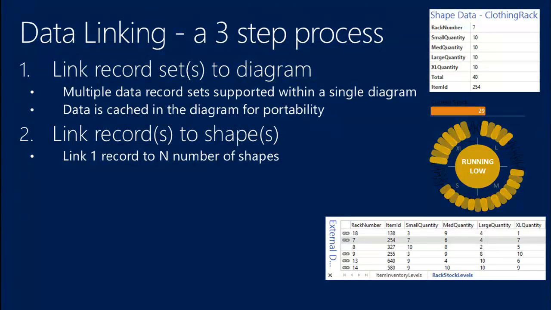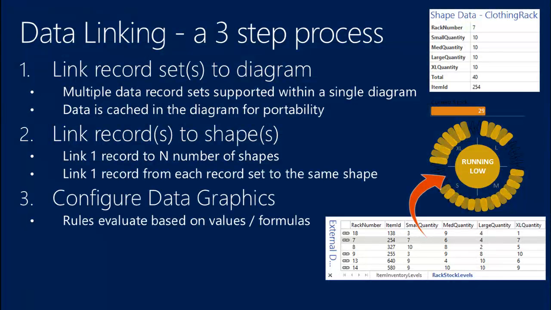Once we have the data record set in there, we have to figure out how to link those individual records up to the shapes in the diagram. There are a couple of processes for that, and I'll show you that. And then the third piece is configuring the data graphics, or if you get ambitious, going into the shapes and building your own custom shape that behaves accordingly when data is changing from your backend data source.